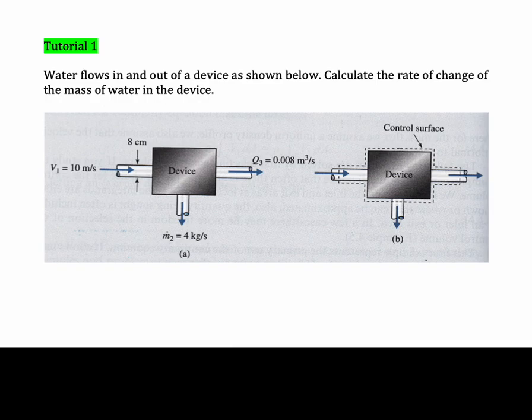So this is a tutorial. I hope this will ease your understanding of the Reynolds transport theorem. Water flows in and out of a device as shown below. Calculate the rate of change of the mass of water in the device. So we have one input here, and then we have two outputs here.